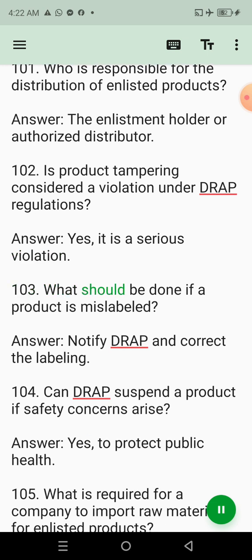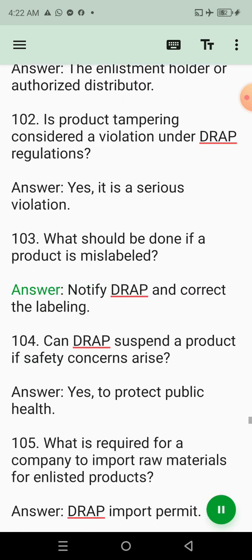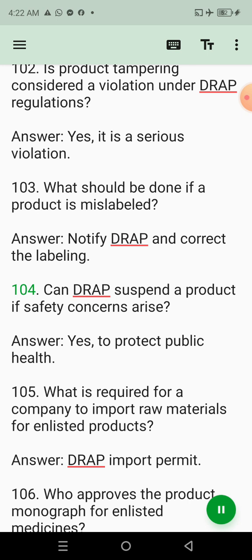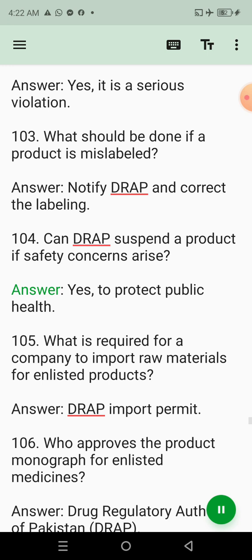103. What should be done if a product is mislabeled? Answer. Notify DRAP and correct the labeling. 104. Can DRAP suspend a product if safety concerns arise? Answer. Yes, to protect public health.